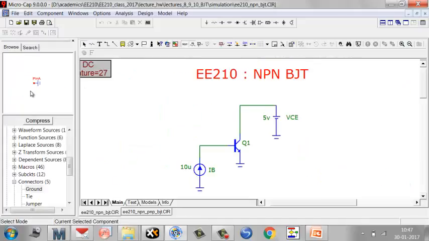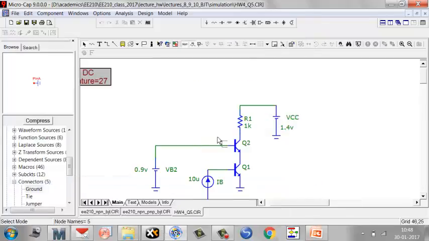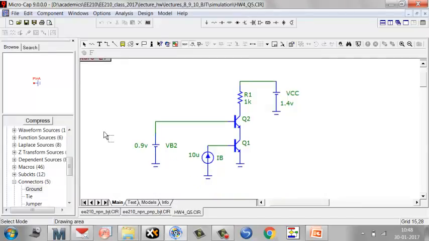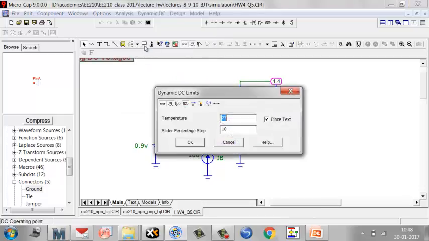Let me see if I have the circuit that I just made. Question number 5. Yeah, this is the circuit that we made. Okay, this is the design that we did. We did this design with Q1, Q2, 1K, and we said with 1.4 and 0.9, it should be in active mode. Okay, so how do I check active mode? Well, when you do analysis, it's called dynamic DC. Dynamic DC means that as you change any component value, it will immediately tell you what the consequences are. So let's do dynamic DC here.